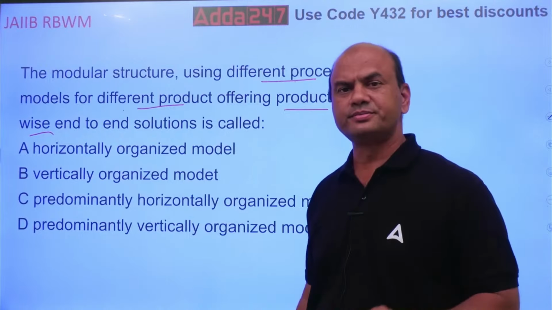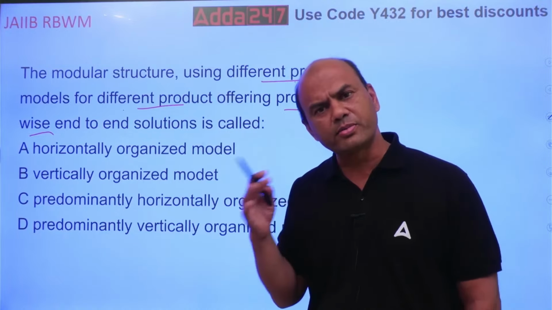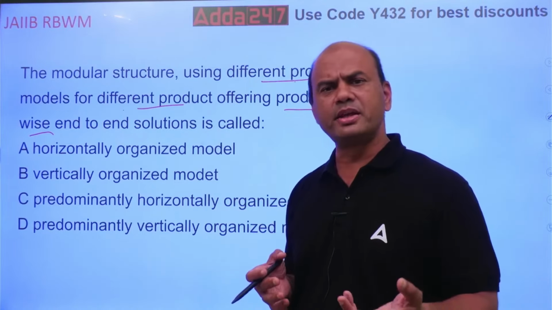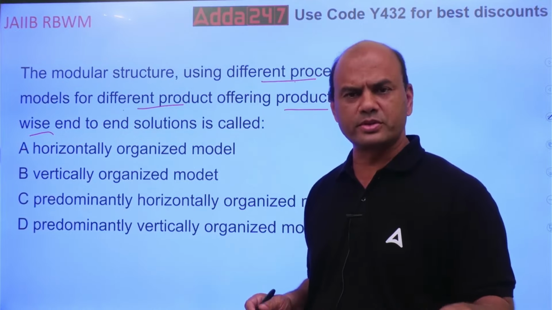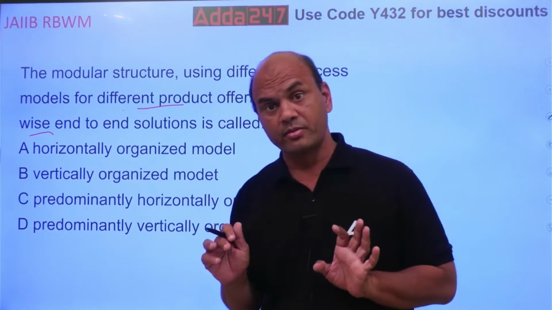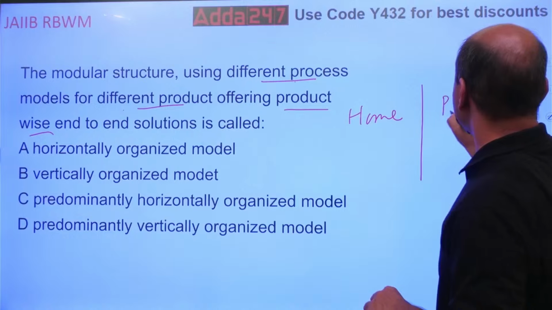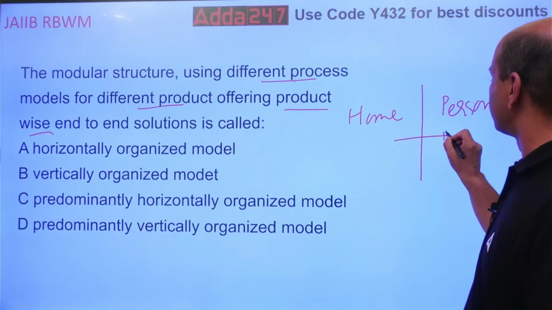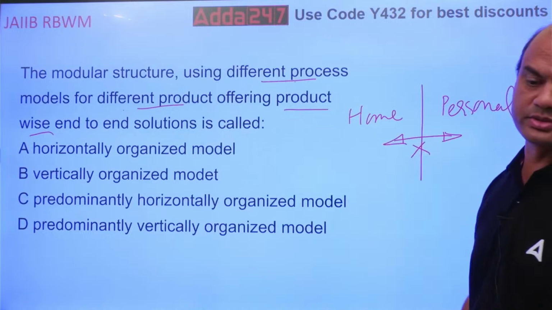Whenever we are focusing everything on a single product, and every product has different processes, what does it mean? Simply, let's say, home loan: a different customer base, different process, everything. Personal loan: different customer base, and data is not shared between this home loan and personal loan. No data sharing among these two.